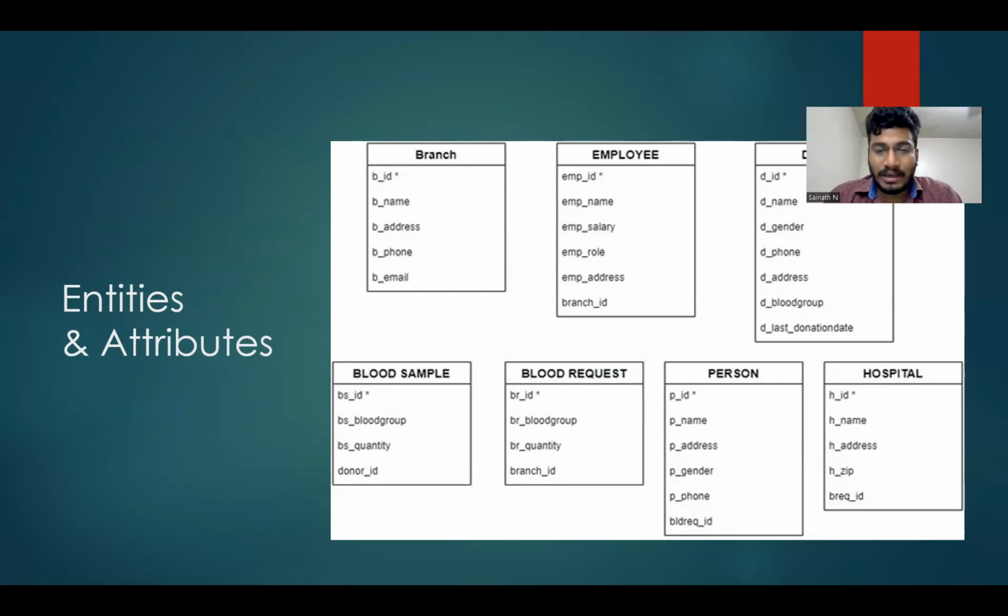And coming to the employee table, it's employee ID. And coming to the donor table, it's donor ID. Coming to blood sample, it's blood sample ID. For blood request table, it's blood request ID. For person table, it's person ID. And coming to hospital table, it's hospital ID.